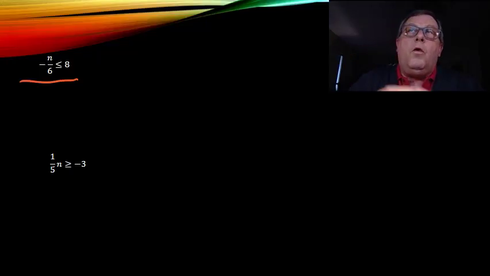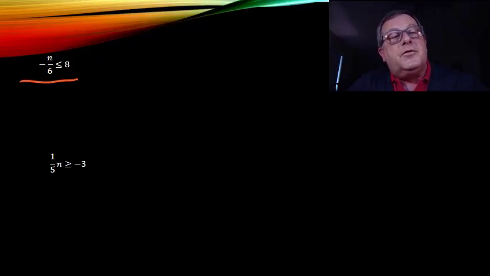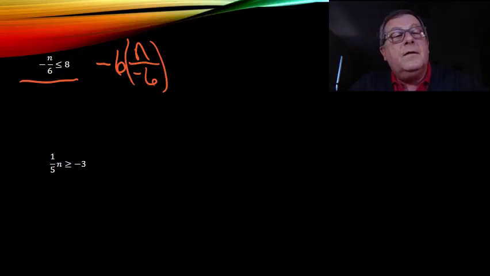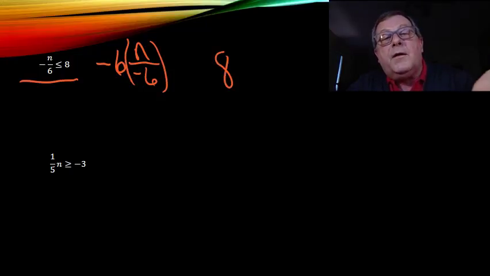Okay, but I want to attach that negative sign to the 6, not the n, because I'm solving for n. I'm not solving for negative n, I'm solving for n. Okay, so let's go through trying to solve this. Now, if I'm dividing n by negative 6, and I want to isolate the n, that means I'm going to have to multiply both sides of the inequality by negative 6. So here I got n over negative 6. I'm going to put that in parentheses. And I've got 8 over here that I'm going to multiply by negative 6.